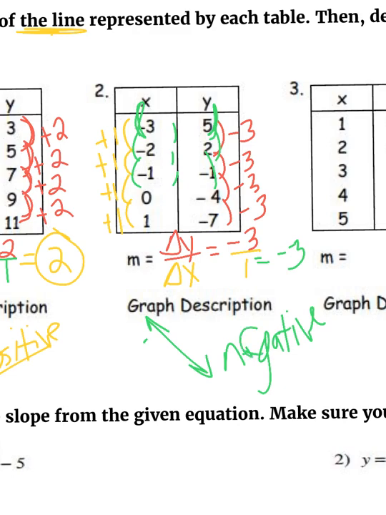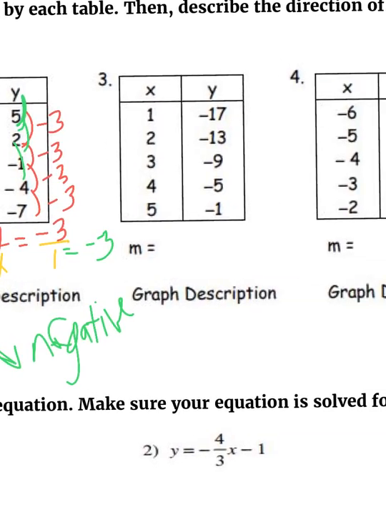Okay, let's do the third table. Okay, so I want to know my change in y over change in x. So my change in y, how much is my y changing? So from -17 to -13, I know that it's going up 4. -13 to -9 is also up 4. This is also up 4, and negative 5 to negative 1 is also up 4. So my change in y is positive 4.